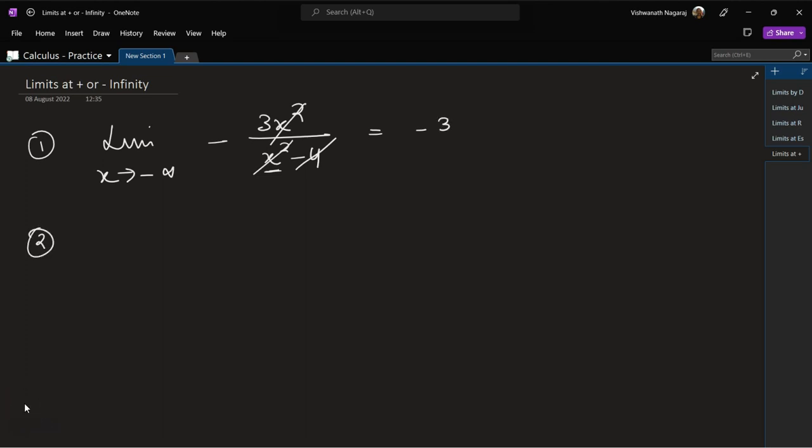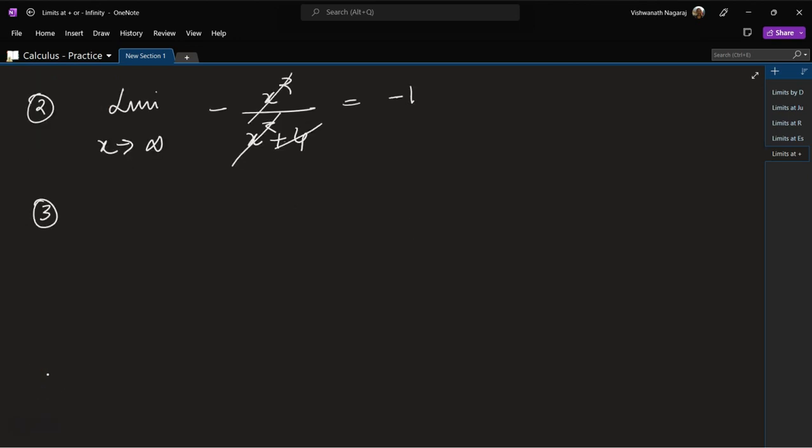Okay, second one, limit as x approaches infinity of minus x square by x square plus 4. Here again, infinity square, you add or subtract 4, it doesn't really have an impact. So we can ignore this. So x square gets cancelled and we are left with minus 1.